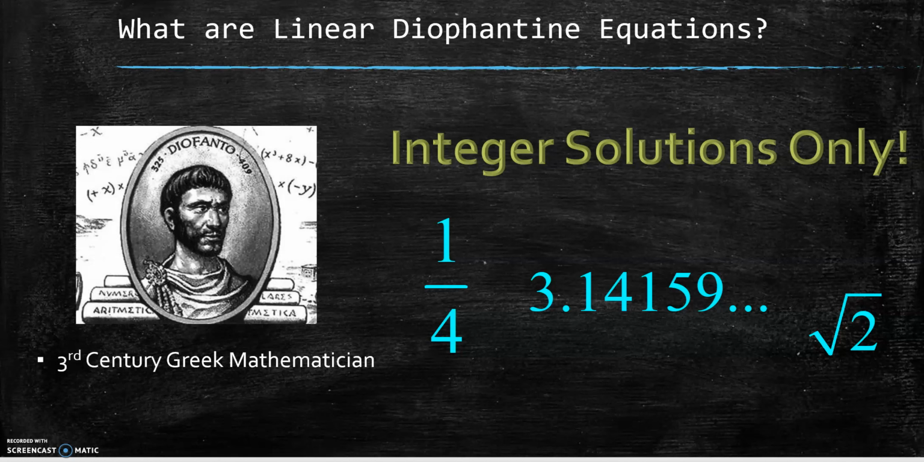They are named after 3rd century Greek mathematician Diophantus, who worked with such equations and was only interested in integer solutions. So no fractions, no decimals, and definitely no square roots.